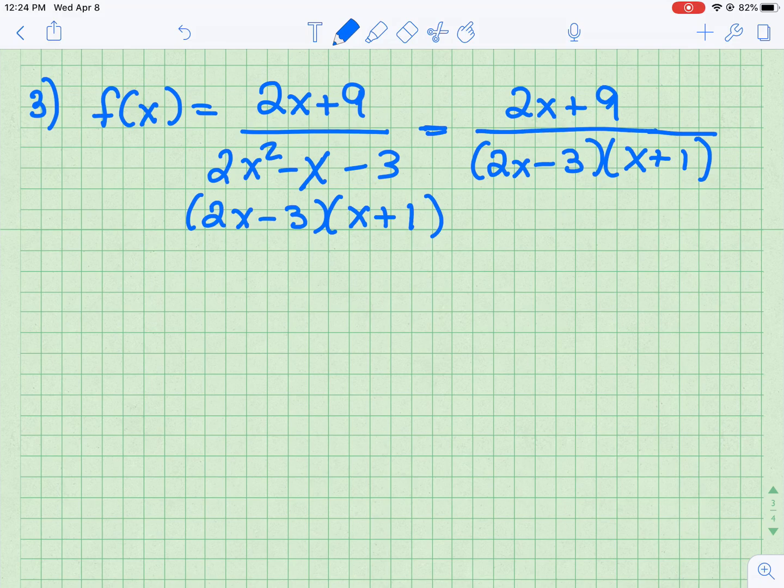Oh, I was hoping that something would cancel out, but nothing cancels out. So now I start with my holes and asymptotes. Well, as soon as I know something didn't cancel out, since we didn't cancel anything out, there are no holes.